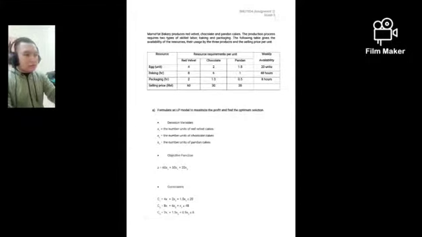So our first step is to formulate an LP model to maximize the profit and find the optimum solution. First, we must find the decision variables. x1 is the number of units of red velvet cake, x2 is the number of units of chocolate cake, and x3 is the number of units of pandan cake.